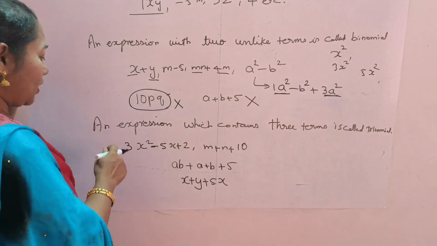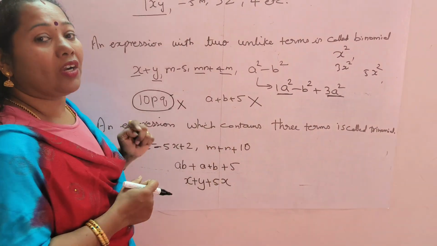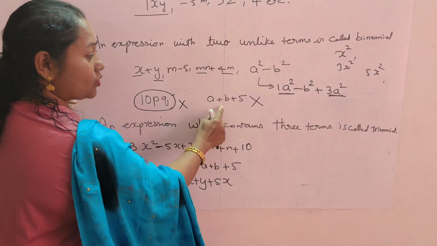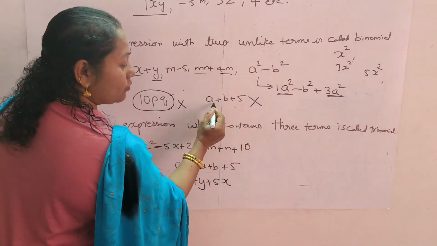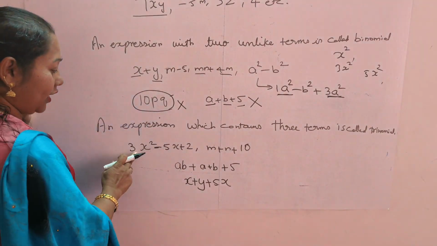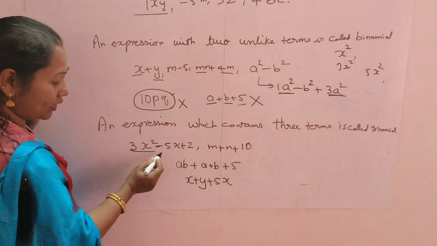Let us see further. An expression which contains three terms is called a trinomial. With three terms, it is called a trinomial. So this one is a trinomial because 1, 2, 3 terms are there. So it's a trinomial. 3x squared minus 5x plus 2. Look, this is 3x squared.